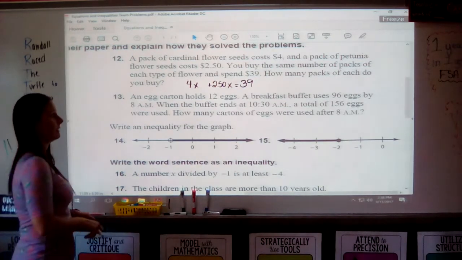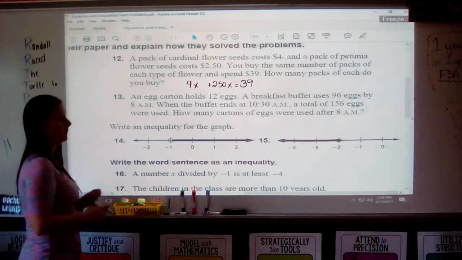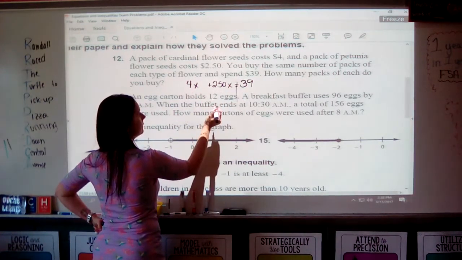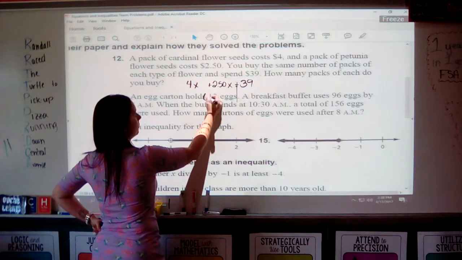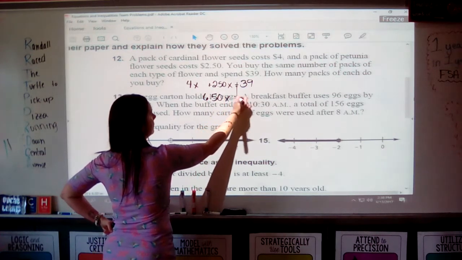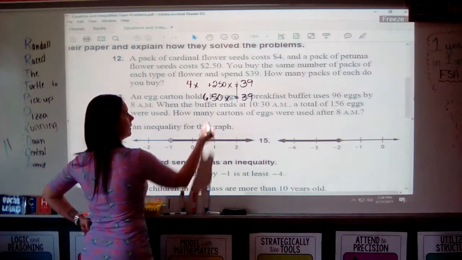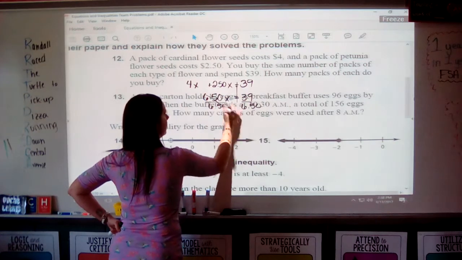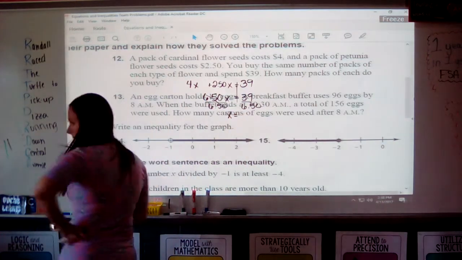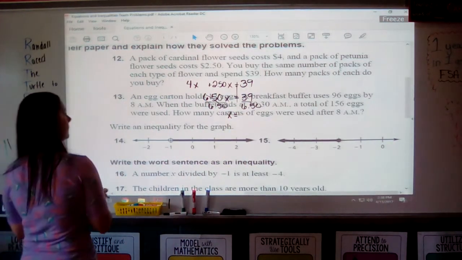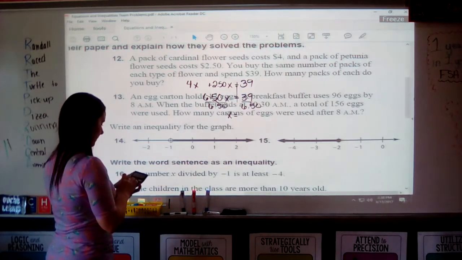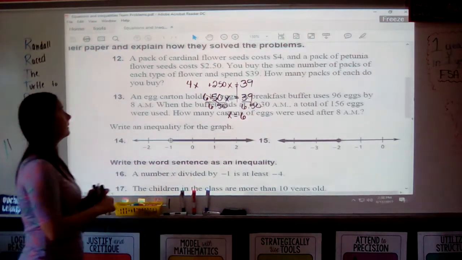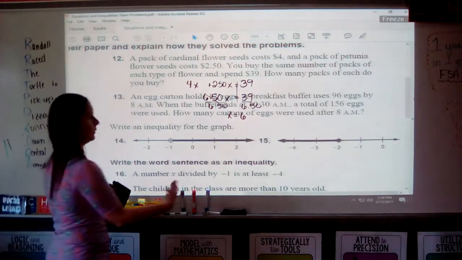So I'm going to use the variable x. The numbers are the same, so x can represent both. First thing I want to do is combine like terms. So 4x plus 2.5x will give me 6.50x. Then I want to divide both sides by 6.50 to see what x is equal to, or how many. So 39 divided by 6.5. I bought 6 packs of seeds of each kind of flower in order to spend $39.